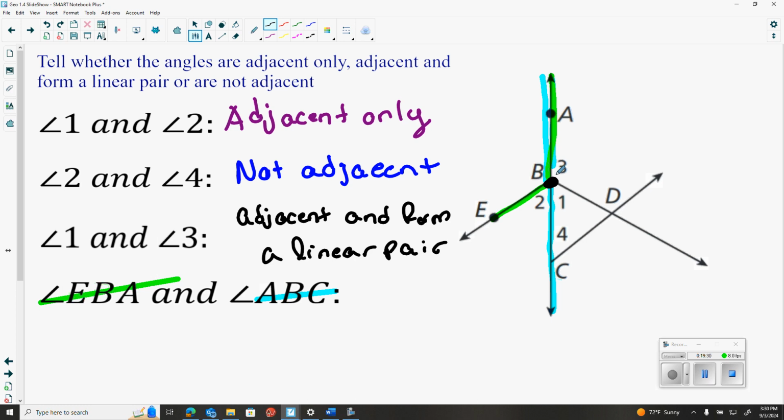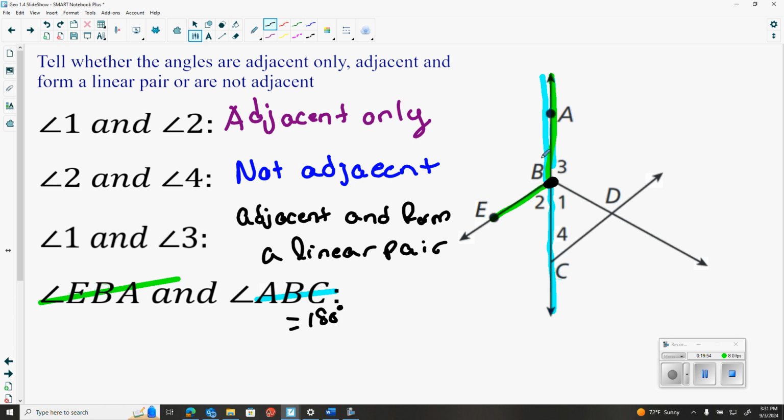Do they form a linear pair? So are they supplementary? Do these two angles add up to 180? Well, that's not the case here, because you see how angle ABC is just this line? So we already know this angle is already 180. It's already 180 by itself. So the only way these two angles could be supplementary is if this guy was 0.